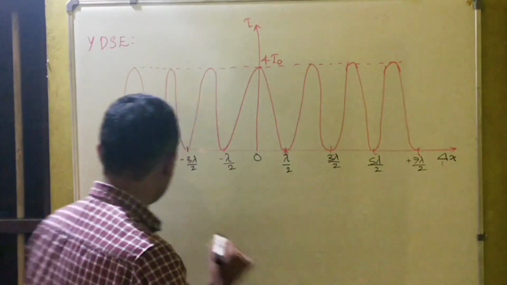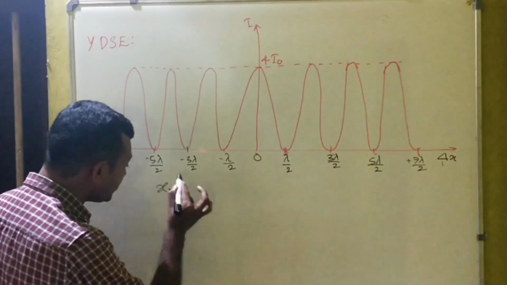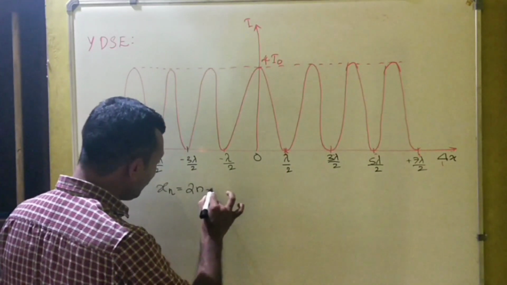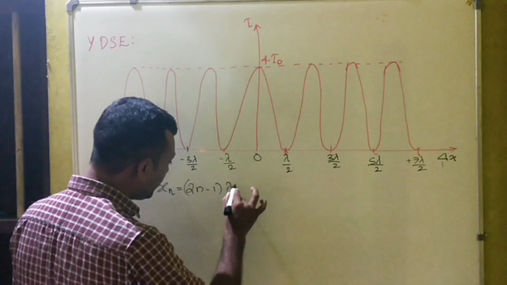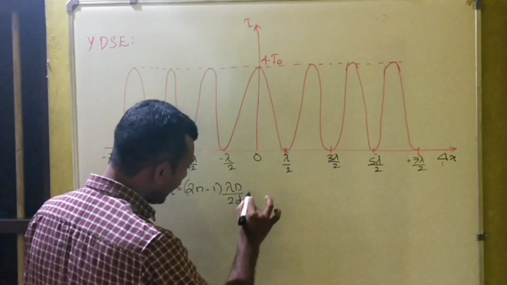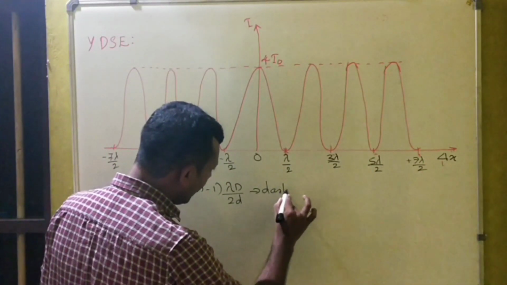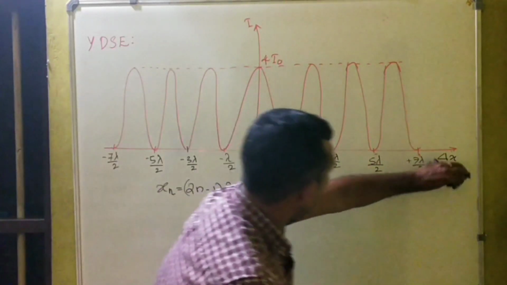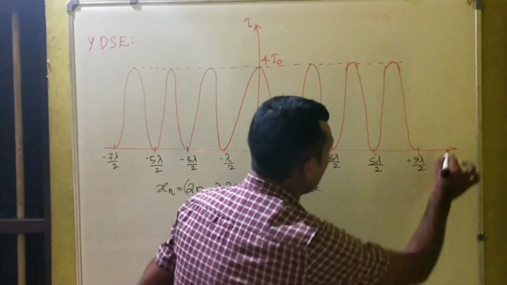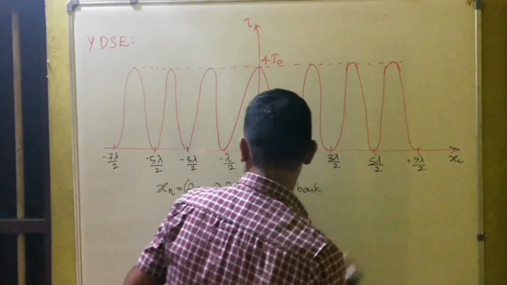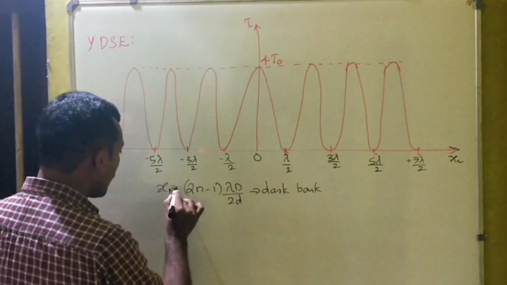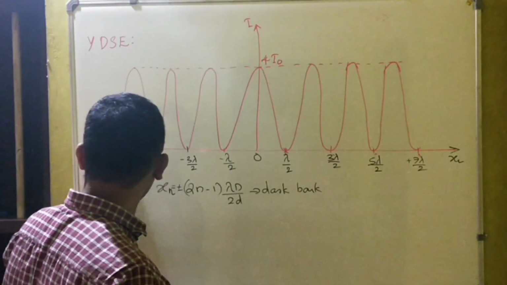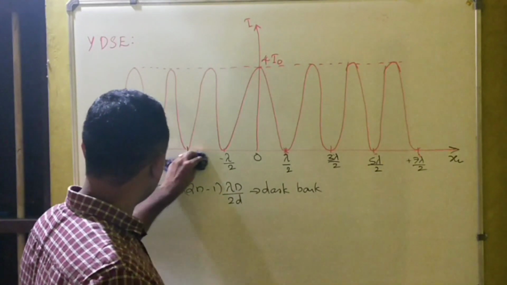We have studied xn, the distance of the nth band from the central band. So xn is equal to (2n minus 1) D lambda divided by 2d for a dark band. Now we will plot a graph taking that into consideration. I am going to plot xn, again plus or minus (2n minus 1) lambda capital D divided by 2 into small d.